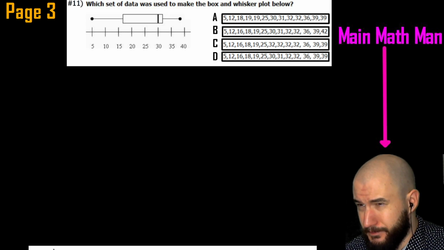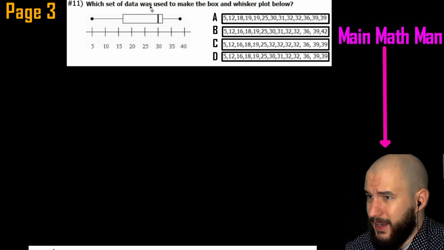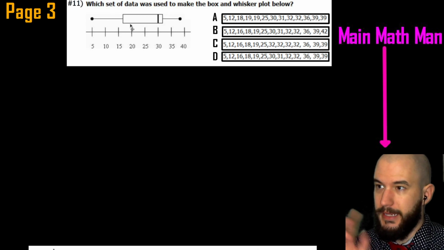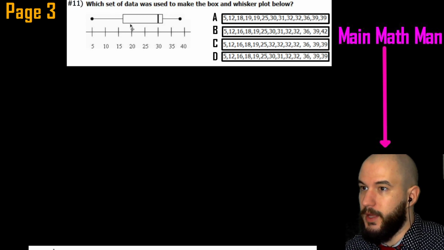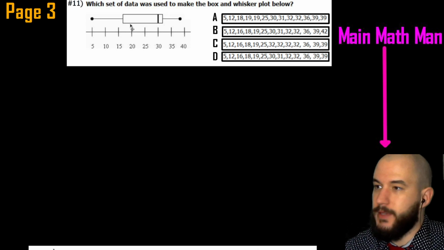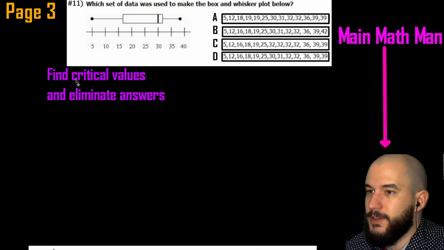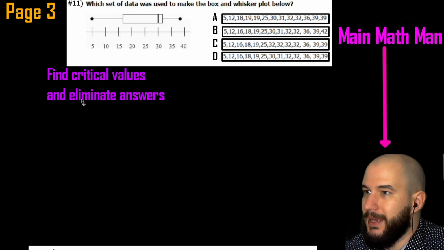We're just cruising through this study guide now on page 3. It says, which set of data was used to make the box and whisker plot below? So now it gives you the box plot, and you have to match it with this set of values. We're trying to find those critical values first, and just like we did before, eliminate some answers.